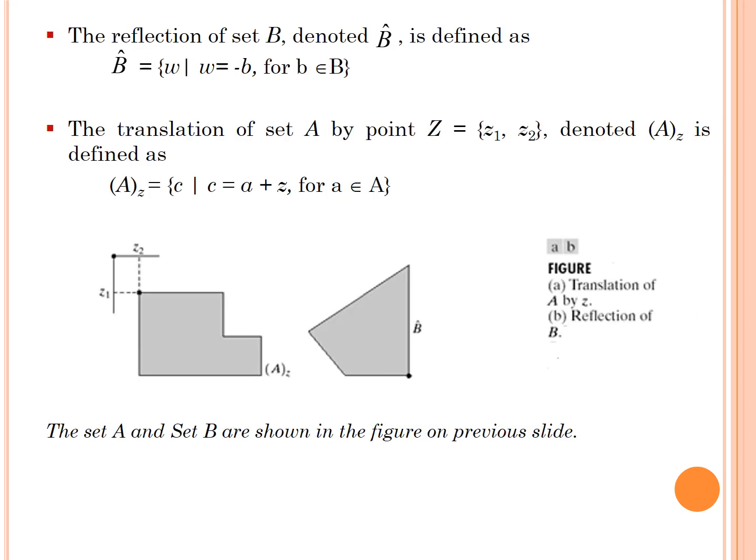The reflection of set B, denoted as B cap, is defined as B cap equals {w | w = -b, for b belongs to B}. The translation of set A by point z equals (z1, z2), denoted by A sub z, is defined as A sub z equals {c | c = a + z, for a belongs to A}. This is shown in figures A and B here, and the sets A and B are shown in the previous slide.